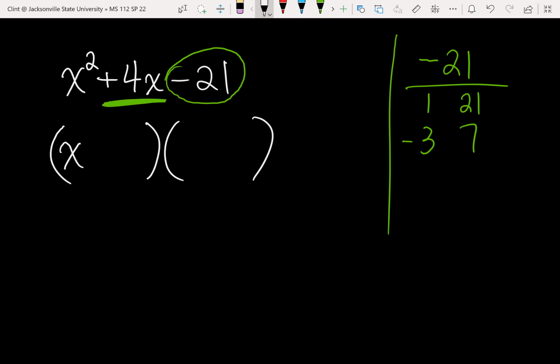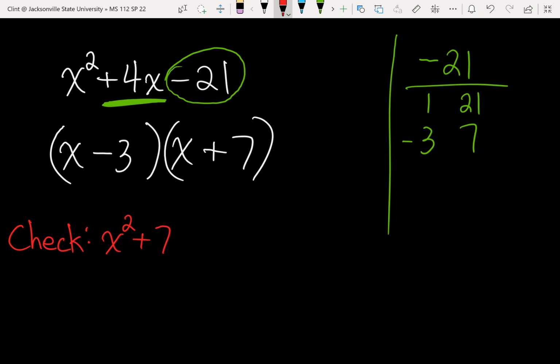Again, we have to have x times x to get x squared. Then we want minus 3 and positive 7 to give us our positive 4 in the middle. And we should check it, at least in your head. x squared plus 7x minus 3x minus 21, so x squared plus 4x minus 21. Check.